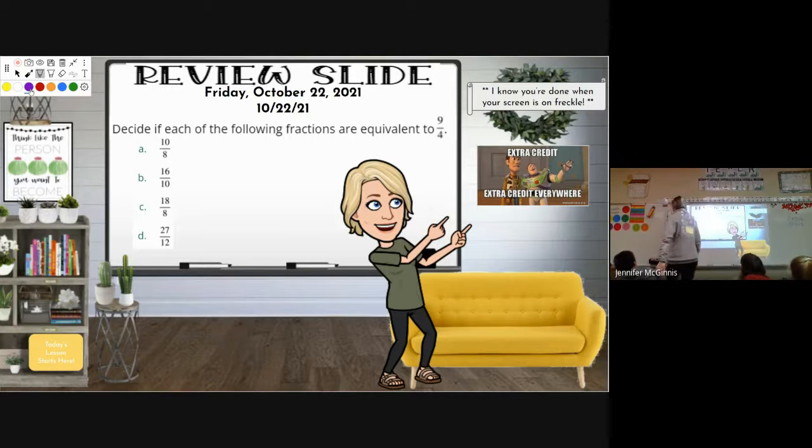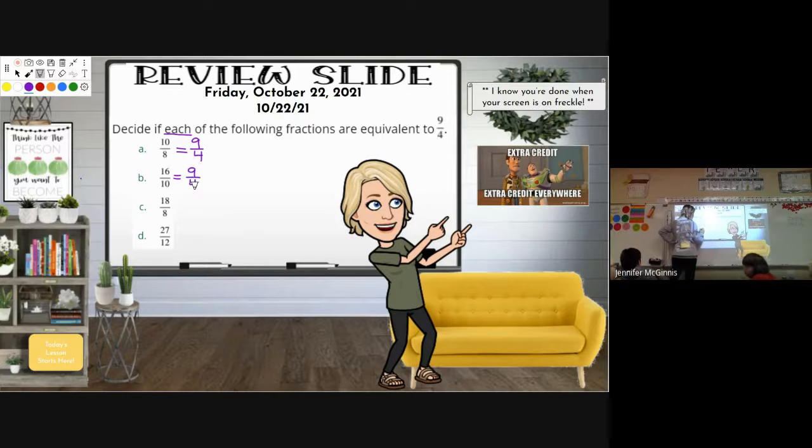Here we go. Decide if each of the following fractions are equivalent to 9/4. If you are watching the recording back, this might be a good place to pause, work on this, and then come back to it after the explanation once you've gotten a good answer. So pause if you need to work on this and then come back when you're done. Okay, we've already worked on it, so here we go. Decide if each of the fractions are equivalent to 9/4.